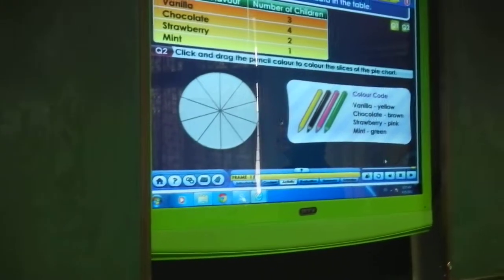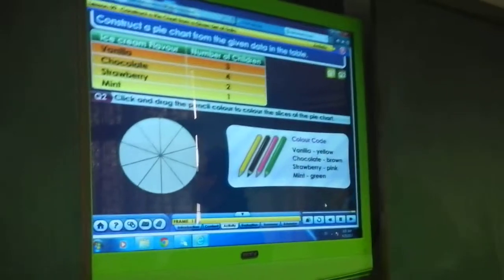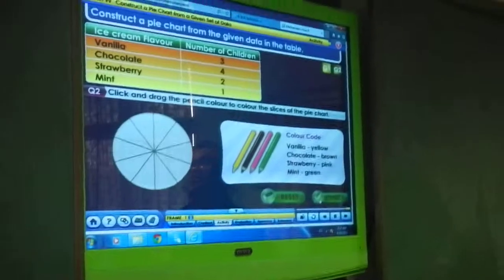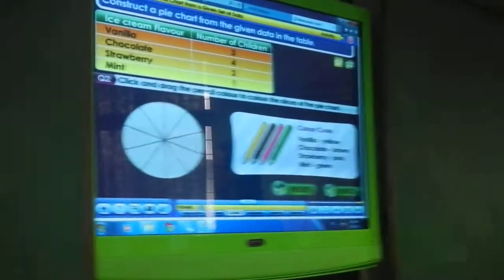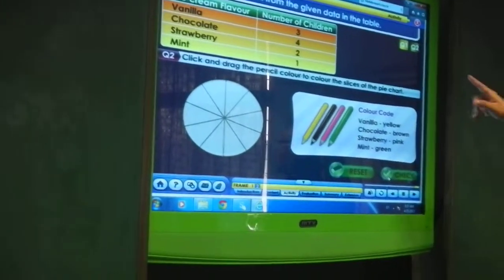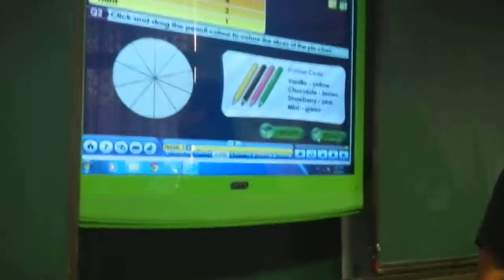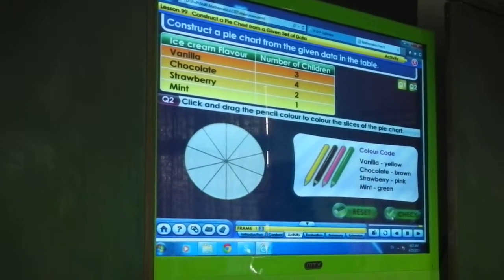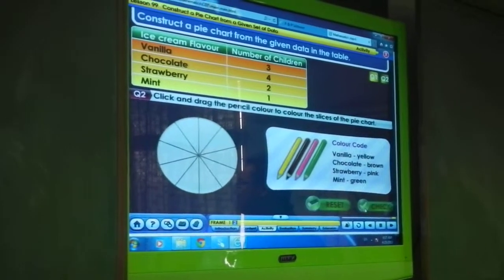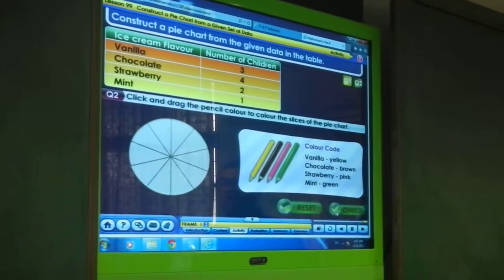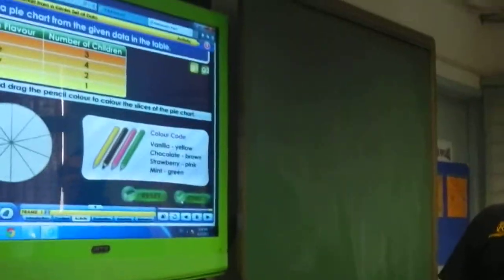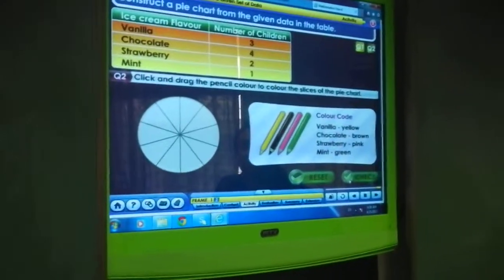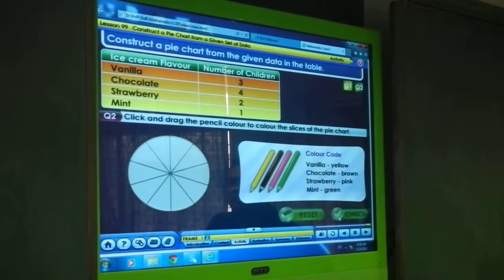Drag the pencil colors to color the slices of the pie chart. Follow the color code below. Why correct? The total number of children. See, lucky you did not click the first answer. Okay. So color code: vanilla, yellow; chocolate, brown; strawberry, pink; mint, green. Now anybody want to try?